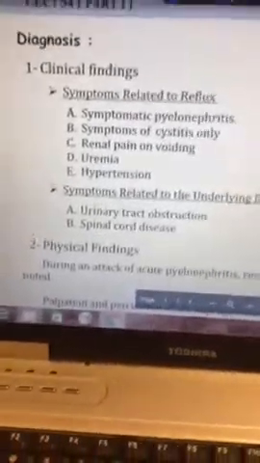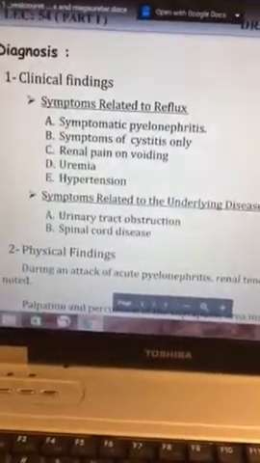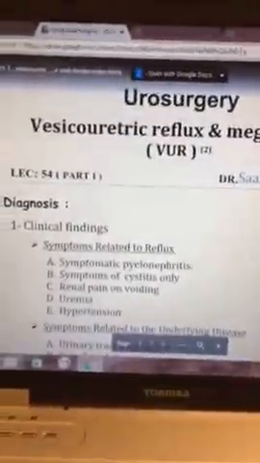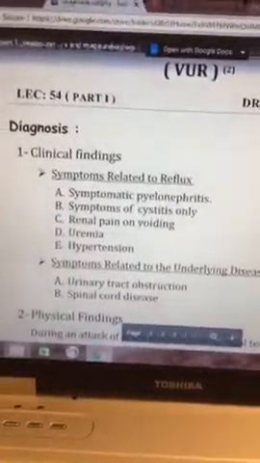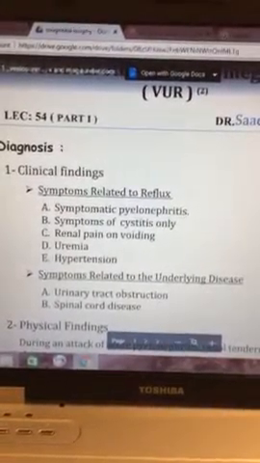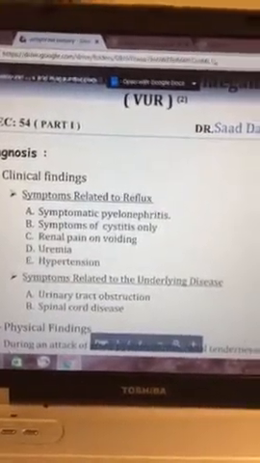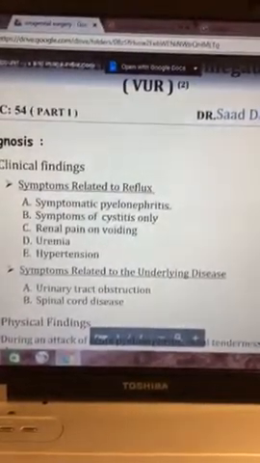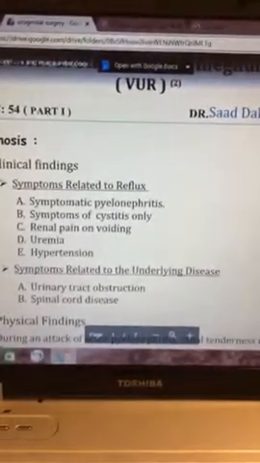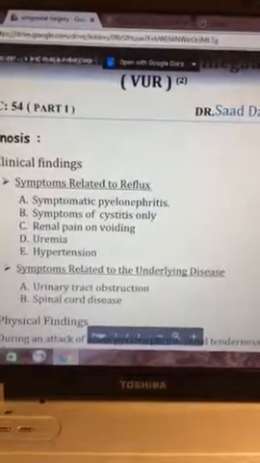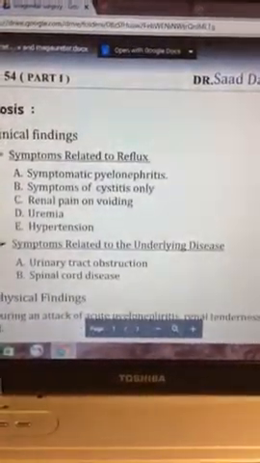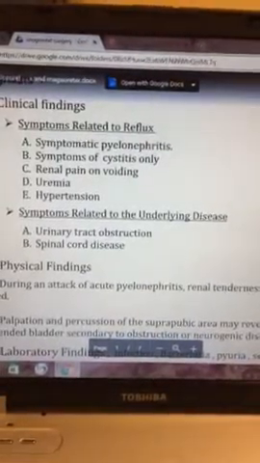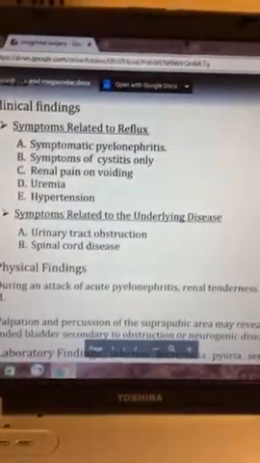I guess this is the second part of the VUR. We're talking about the diagnosis, the clinical findings, symptoms related to the reflux: symptomatic pyelonephritis, symptoms of cystitis, renal pain, voiding, uremia, and hypertension. Symptoms related to the underlying disease like urinary tract obstruction or spinal cord disease.